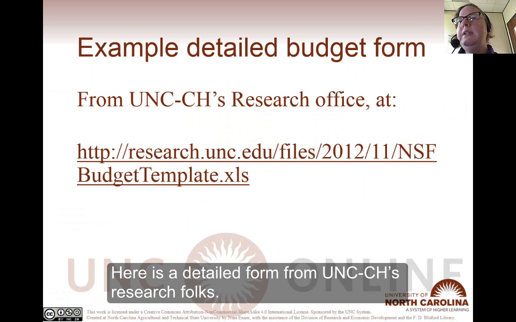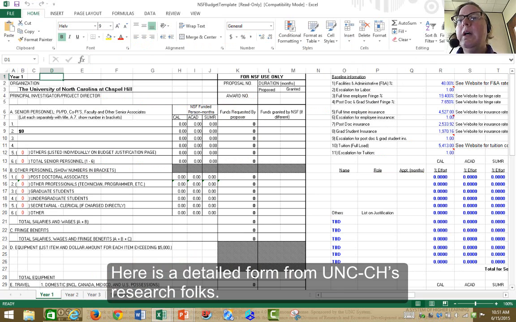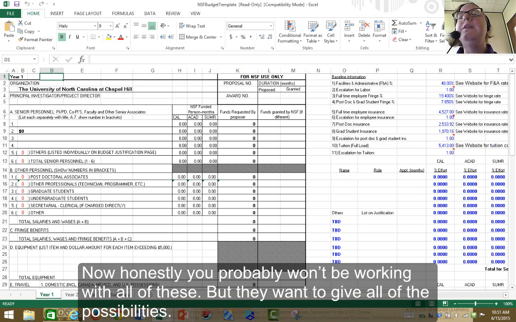Here is a detailed form from UNC Chapel Hill's research folks. This is more than you probably need. Lots of lines with categories and subcategories. Now, honestly, you won't be working with all of these, but they want to give all of the possibilities.